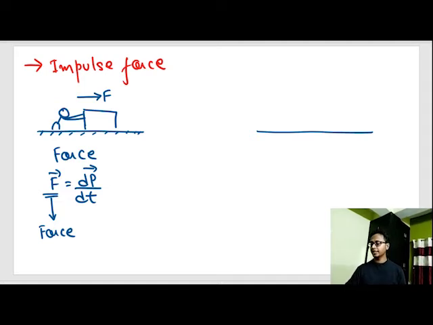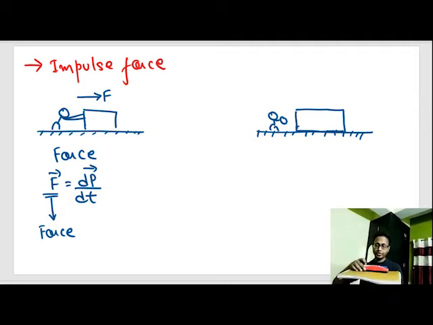Now let's take a second case. This was a body. The task was to change the velocity of this object. Now what did I do? Instead of applying a gradual force, I just applied the force for a very small time. I became Bruce Lee and applied the force for a very small time.